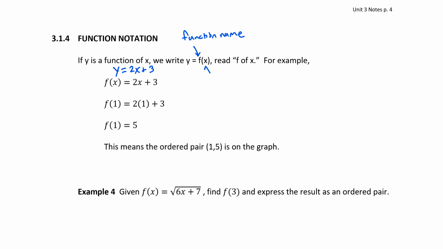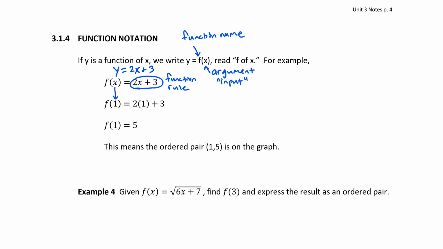The input in this set of parentheses is called the argument of the function. It represents, again, the input or the domain value. What we have on the right side here, this is what we call the function rule. It tells me what to do to the input. The benefit of function notation is used in substitution.